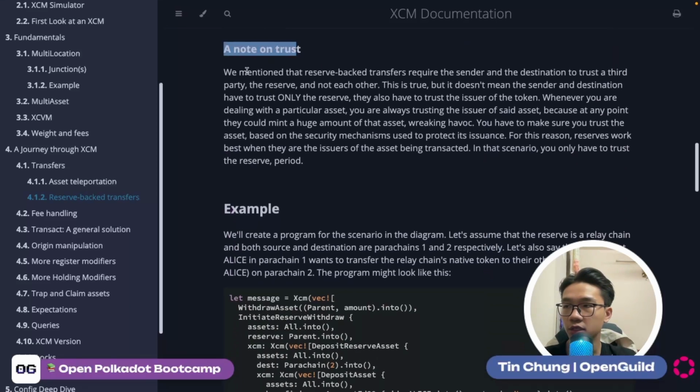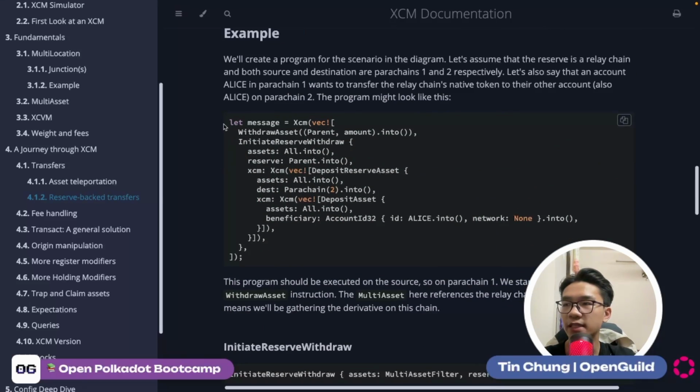And a note on the trust. We mentioned that reserve-backed transfer requires the sender and the destination to trust a third party, the reserve, and not each other. This is true, but it doesn't mean the sender and destination only have to trust the reserve. They also have to trust the issuer of the token. Whenever you are dealing with a particular asset, you are always trusting the issuer of the asset, because at any point they could mint a huge amount of that asset and wreak havoc. So you have to make sure that you trust the asset based on the security mechanism used to protect its issuance. For this reason, reserves work best when they are the issuer of the asset being transacted. In that scenario, you only have to trust the reserve, period.